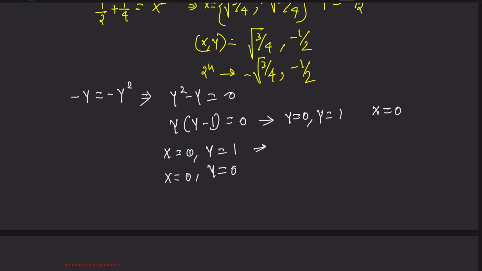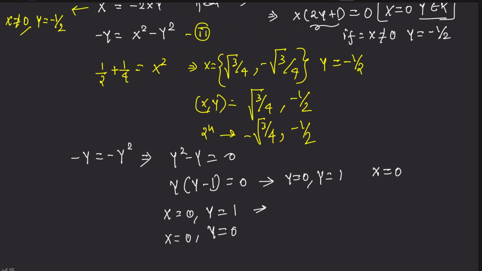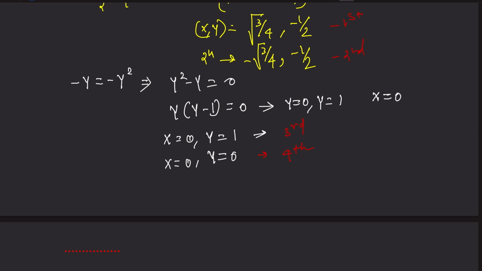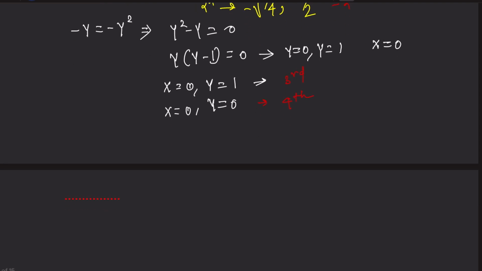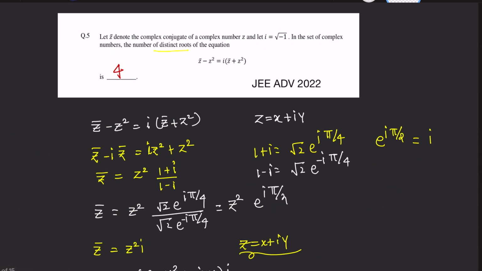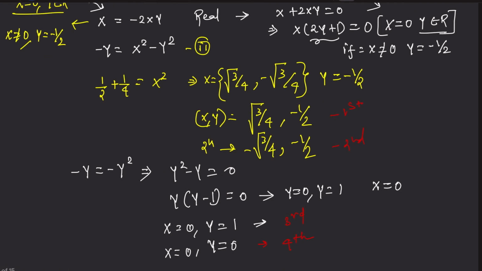So we can see that we have got four roots. First is this one, second is this one, third is this one, and fourth is this one. We have four pairs of x and y, with z equals x plus iy, for which this equation is satisfied. So our answer is 4. Yes, 4 is the correct answer. Thank you.